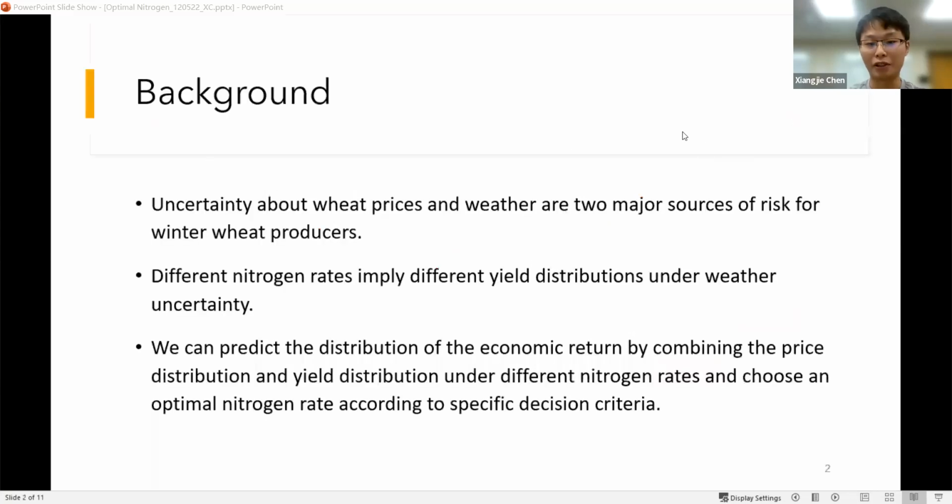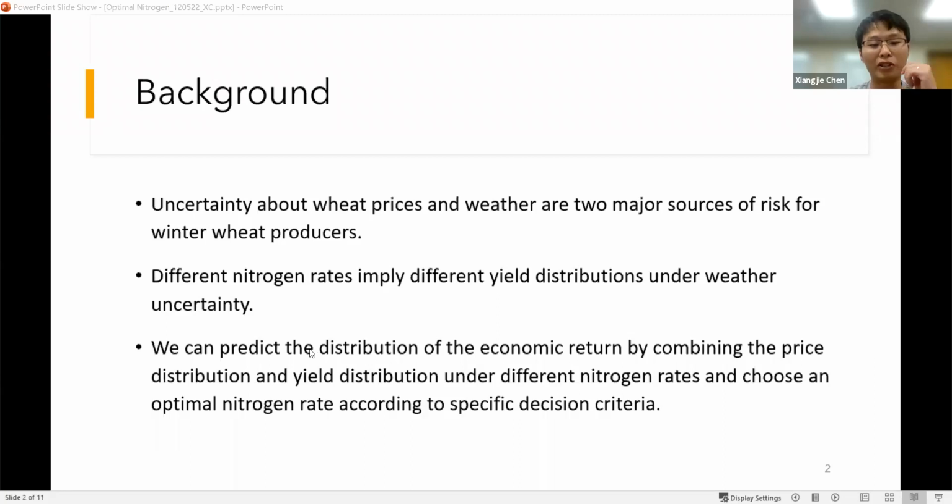First, a little background. Farmers need to deal with uncertainty, and the uncertainty mainly comes from two sources: the prices and the weather. These two sources of uncertainty have an impact on the yield and also on the return. But what is the role of the nitrogen rate? Different nitrogen rates will cause different yield distributions under weather uncertainty. That's why choosing the nitrogen rate is very important to deal with the risk.